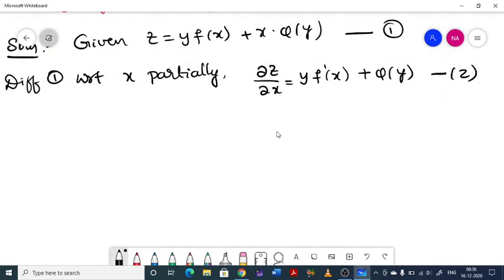Differentiating 1 with respect to y partially.